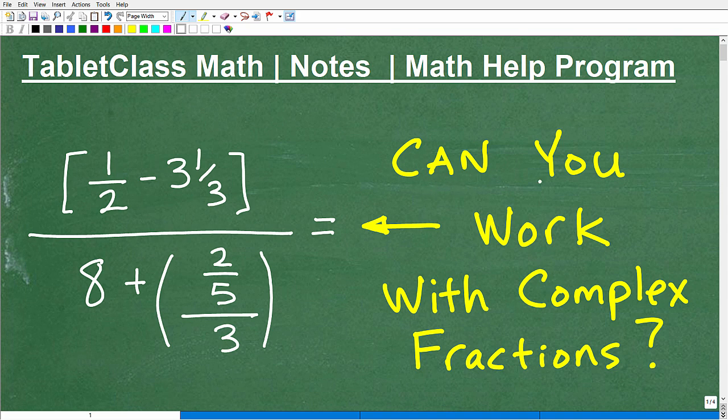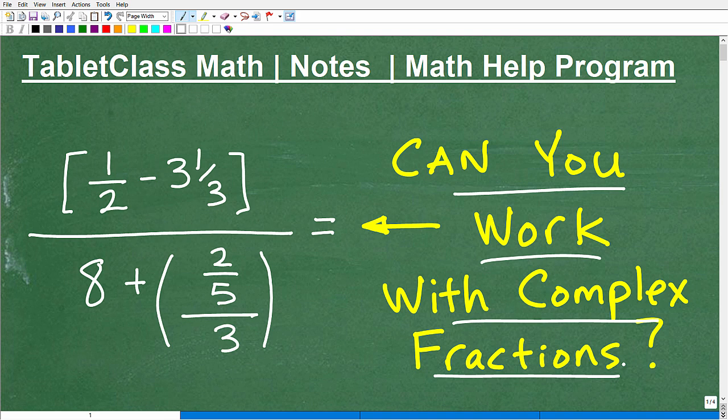Okay, so can you work with complex fractions? That is the topic of this video. And if you're not familiar with this term, complex fractions, basically, a complex fraction is a fraction within a fraction.